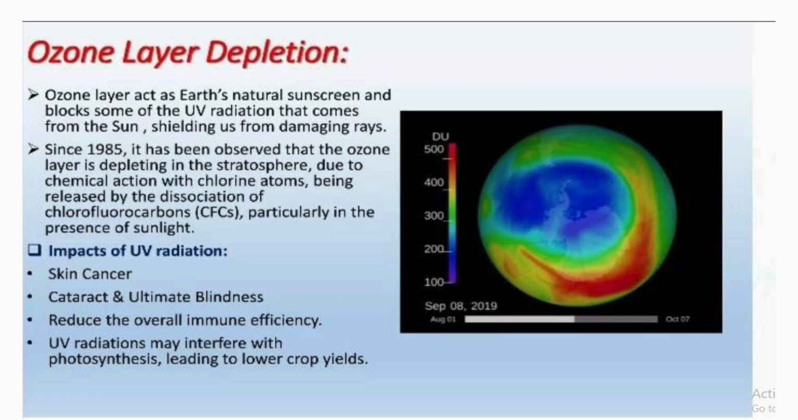sunlight. The impact of UV radiation is that it can cause skin cancer, cataracts, and ultimately blindness, and reduce overall immune efficiency. These UV radiations may also interfere with photosynthesis, leading to lower crop yield.